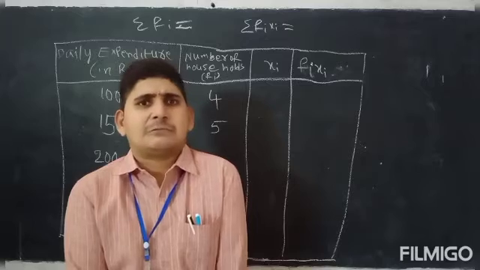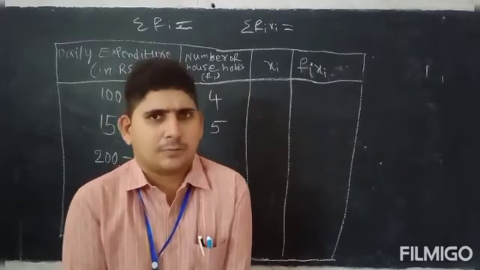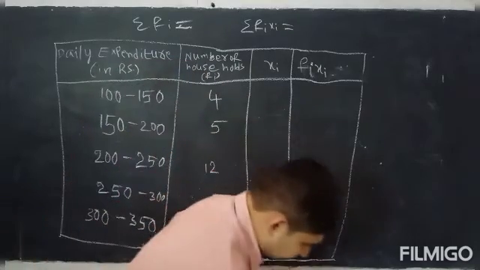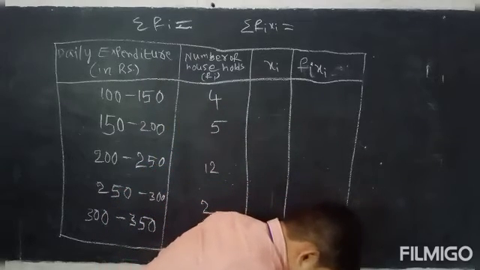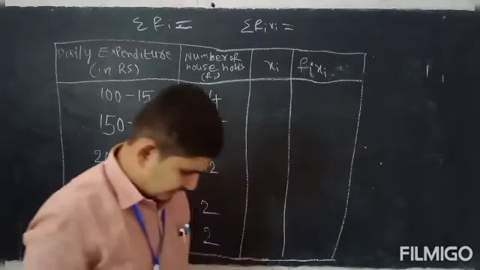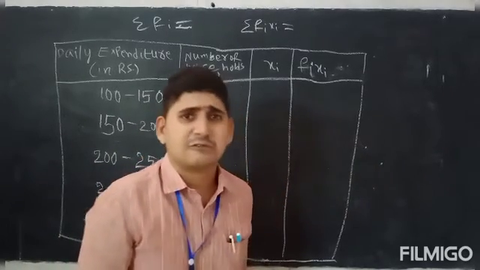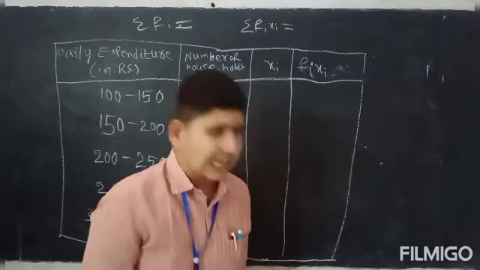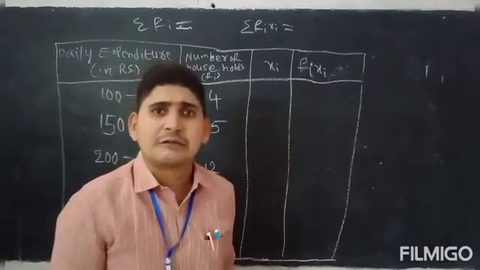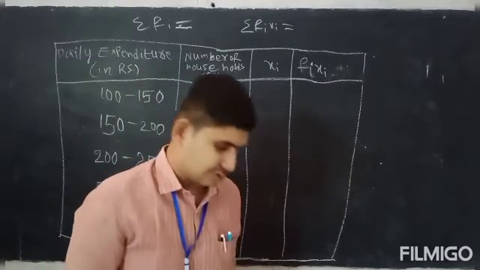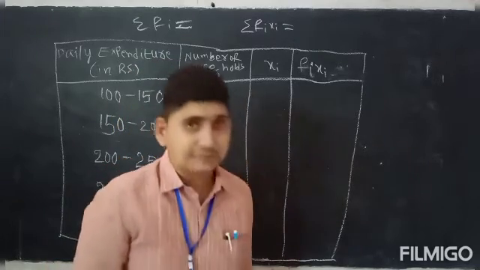Today we are discussing exercise 14.1, sixth problem, page number 337. Look at the problem. The table below shows the daily expenditure on food of 25 households in a locality. Now find the mean daily expenditure on food by using a suitable method.